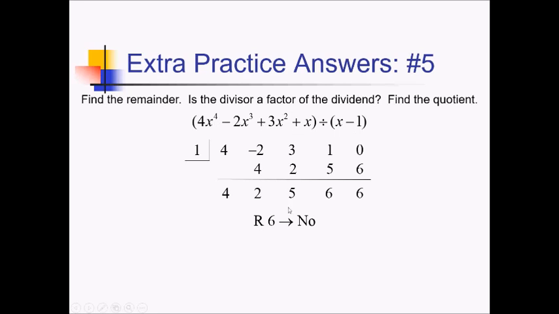For the quotient, that's going to be these first 4 numbers that are not the remainder in the bottom row, starting with an x that's 1 exponent lower than the dividend was. Since the dividend started with an x to the 4th and we divided by an x, that means our quotient, our result, is going to have an x cubed as the first term. So this 4 down here really represents 4x cubed. And then this 2 is 2x squared, followed by a +5x and a +6.